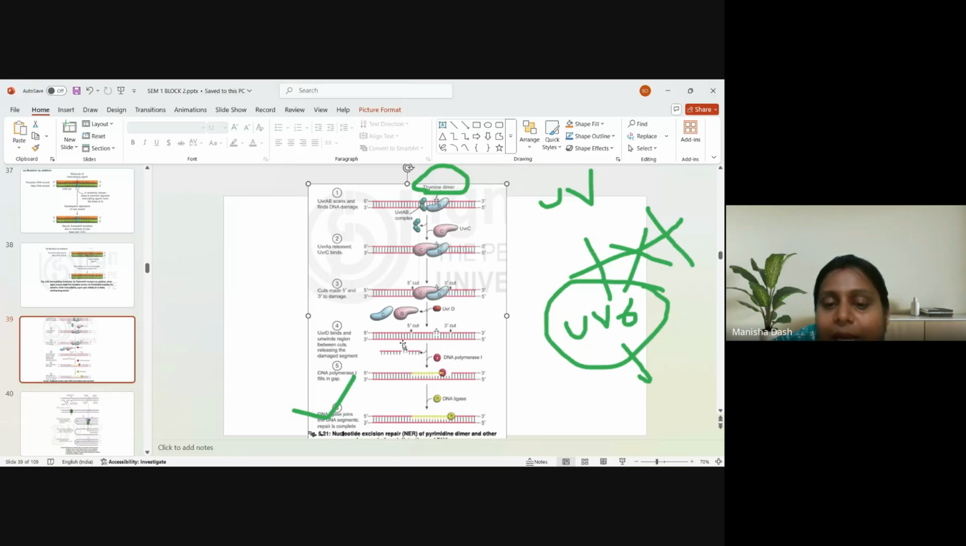So the gap can be sealed by DNA polymerase 1. As the complementary strand is already present, in complement to this, the new nucleotide bases can be added and the gap can be sealed, and ultimately the end position will be sealed by the DNA ligase, making the strand complete. So wherever the damaged portion was, now it has been successfully repaired. So this mechanism is called nucleotide excision repair.